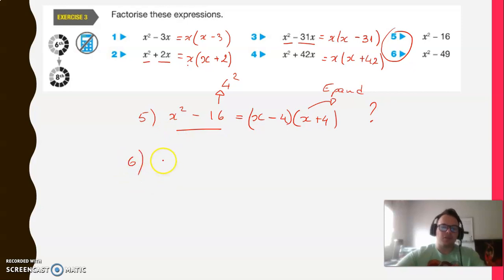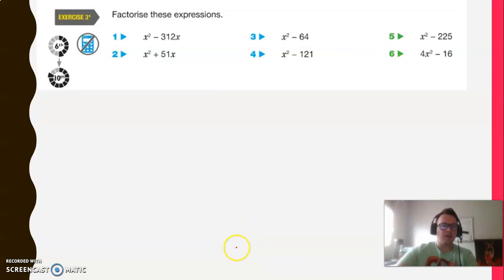So question 6, x squared minus 49. 49 is 7 squared, so we end up with x minus 7 times x plus 7, and that's it. Okay, and I have a set of, let's say, slightly more challenging examples. We have a couple more examples of difference of two squares. Again, please do pause the video and try these yourselves.